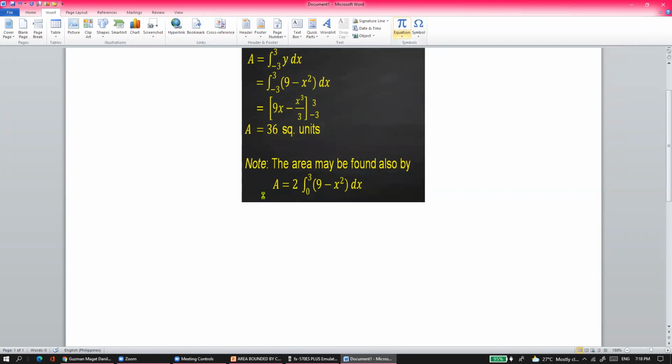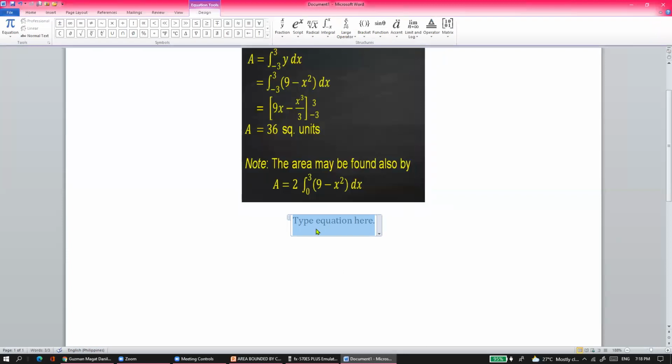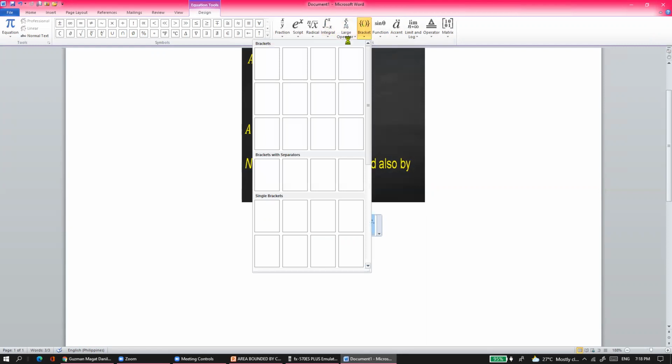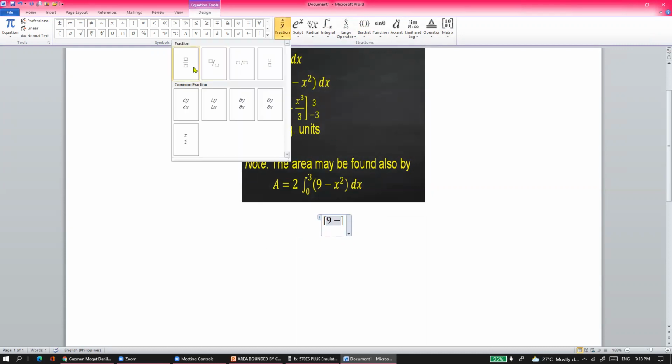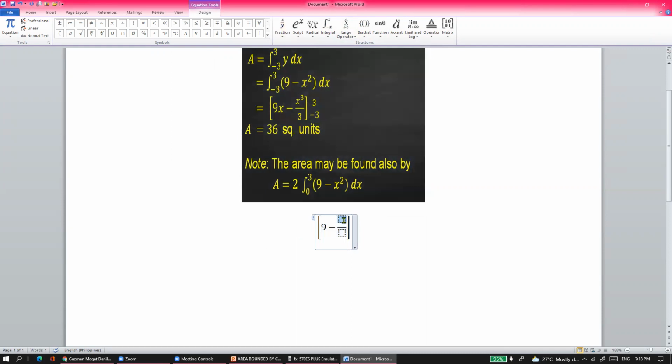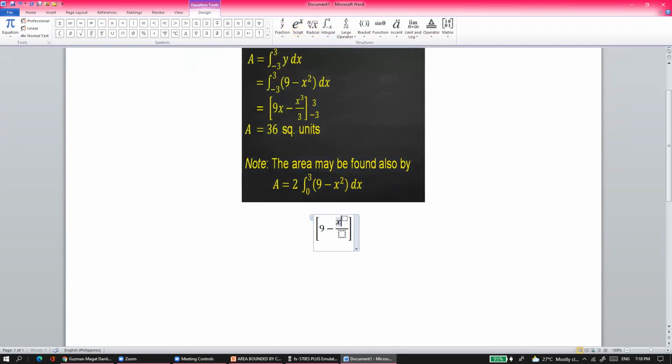Pagtyagaan lang natin mga anak, no? Ganyan talaga kapag integral calculus, masalimuot, matrabaho. Yan, ito. So, una, bracket. Solve type 9 minus x cube over 3. So, x cube over 3. Yan. Di ba yan yun?